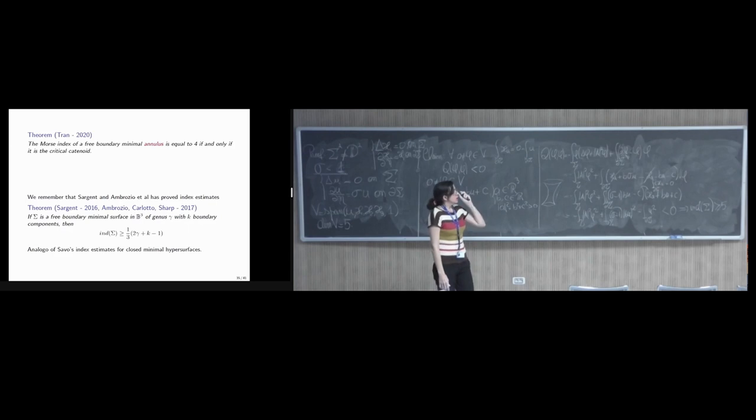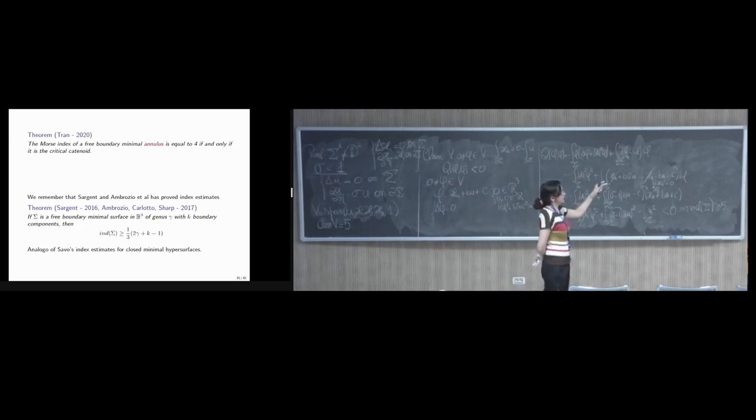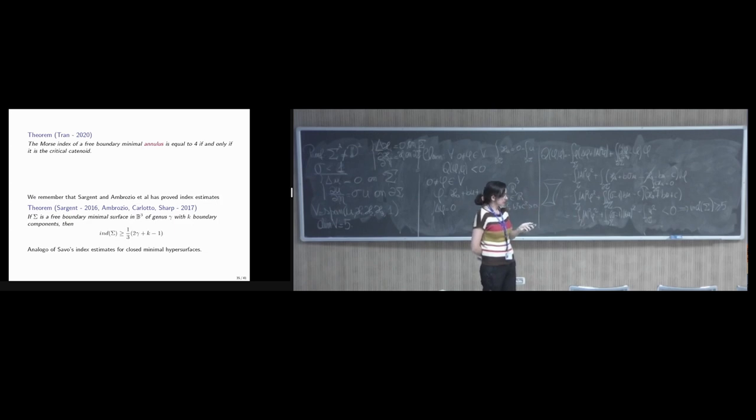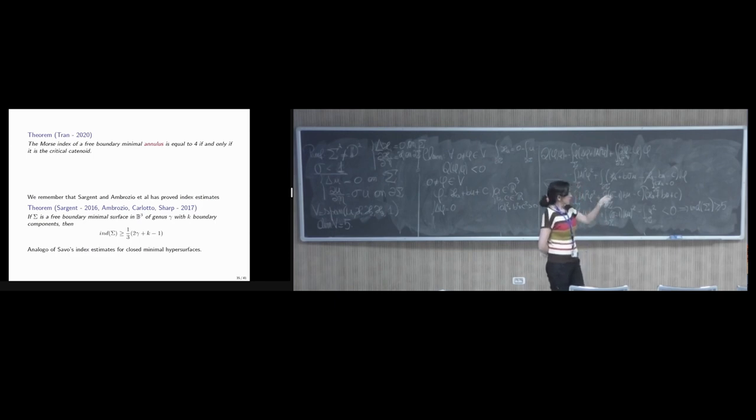Let's move on. At this moment I will remind you of some results about index estimates. Sargent and Ambrosio, Carlotto, Sharp provided this estimate independently. What does this mean? If sigma is a free boundary minimal surface in the ball with genus gamma and r boundary components, then they provide these results. For example, if you have index equal to 4, you get some estimate about how many components the boundary has, right?